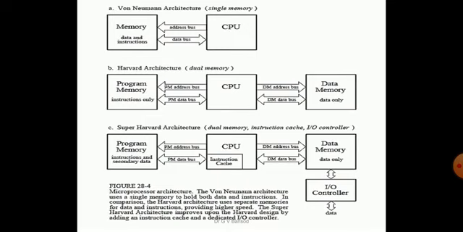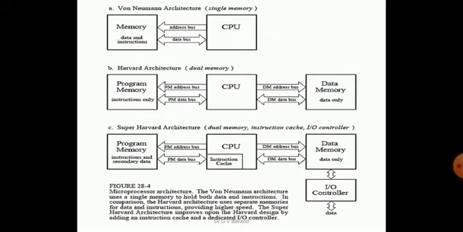As you know, in super Harvard architecture there will be multiple address buses and multiple data buses for the program memory and for the data memory. So there might be a conflict for fetching data because there are multiple address buses. This instruction cache, in short, addresses those conflicts. We'll come to the points one by one.